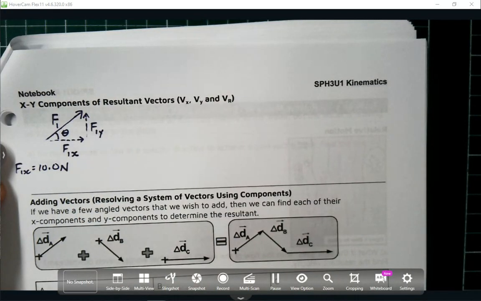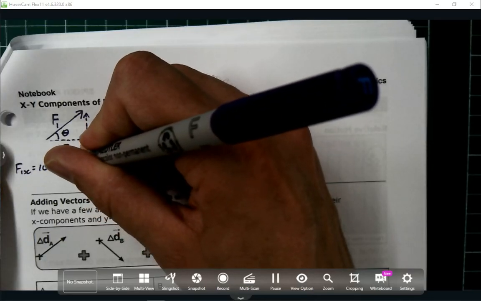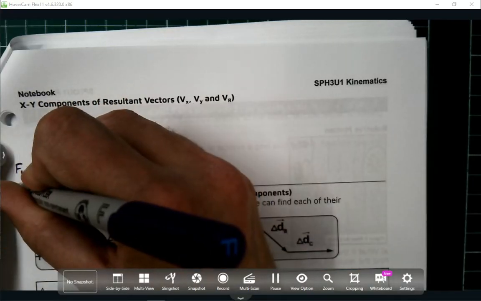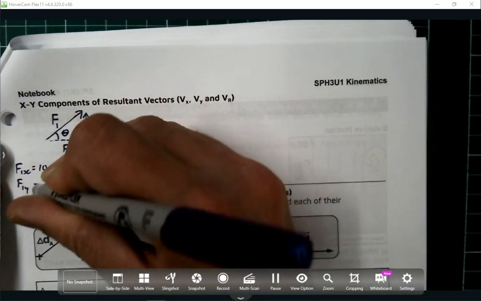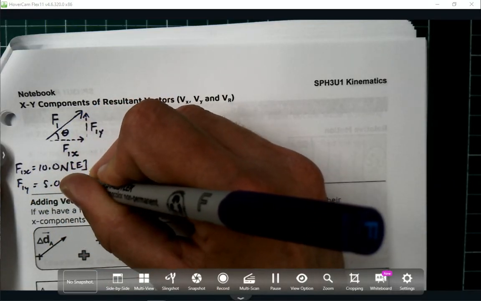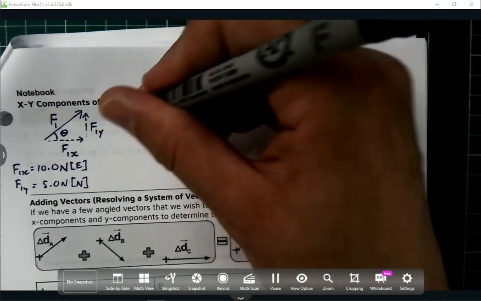If F1x was 10.0 newtons to the east, and F1y was 5.0 newtons north, somebody might say, could you please find the components? Somebody's decomposed this force into X and Y components. I would like to take these components and find the resultant. Could you please find the resultant force? And if I was going to do that, I'd say, okay, no problem.